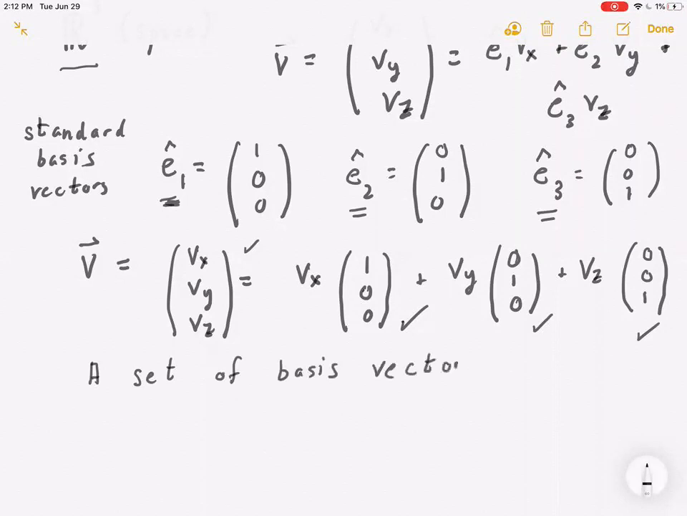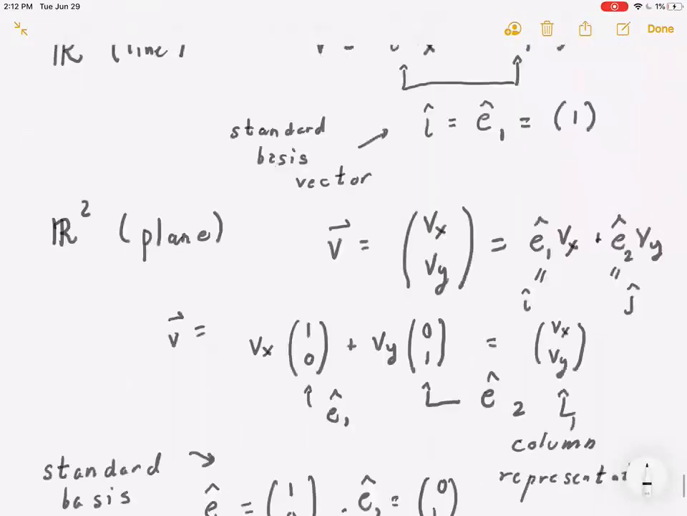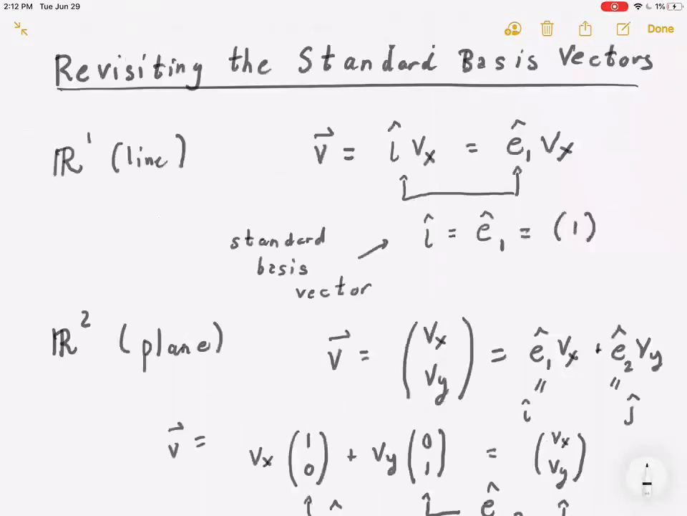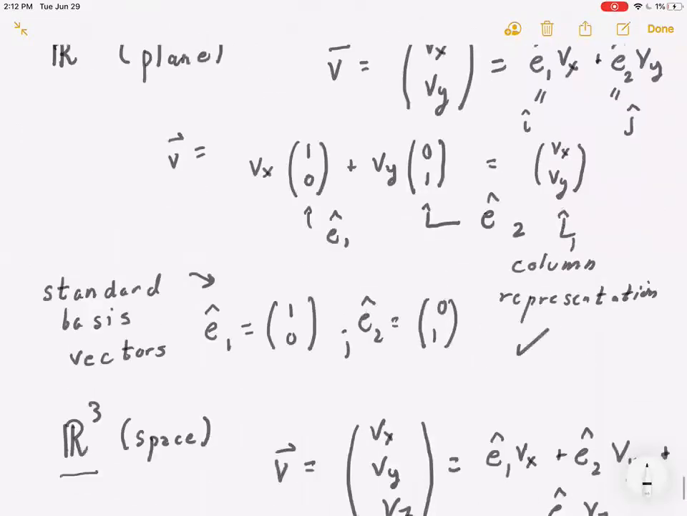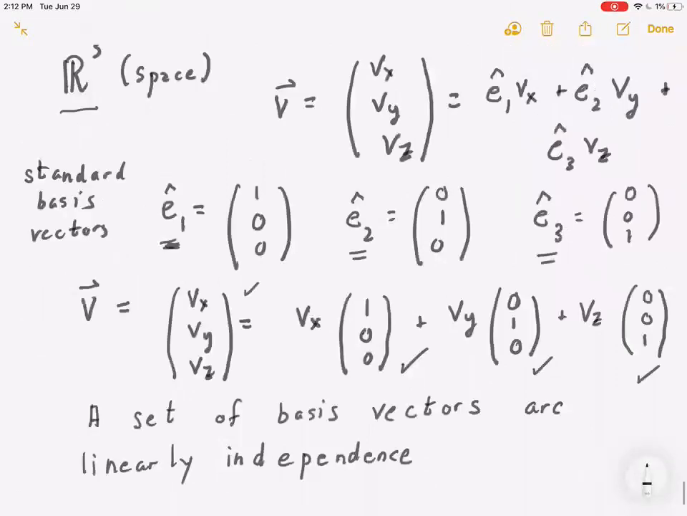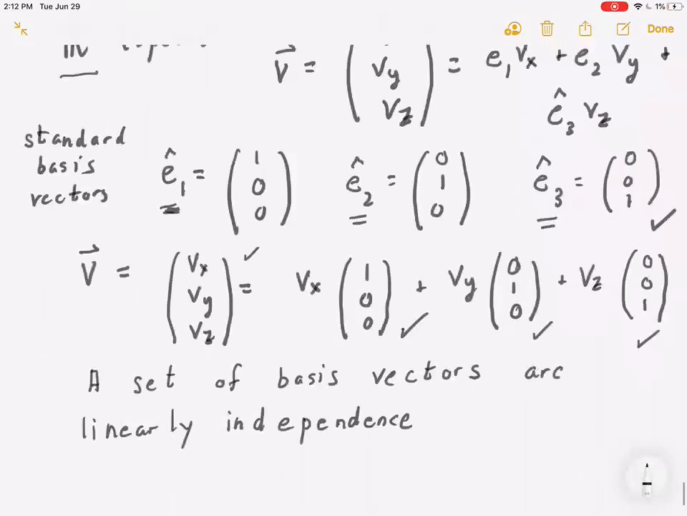A set of basis vectors are, by definition, linearly independent. We talked about linear independence in lecture 6, and you know how to prove if a set of vectors are linearly independent. So I would suggest that you, in fact, go and do that. Show that in R1, show that in R2, and show that in R3, the basis vectors are linearly independent.